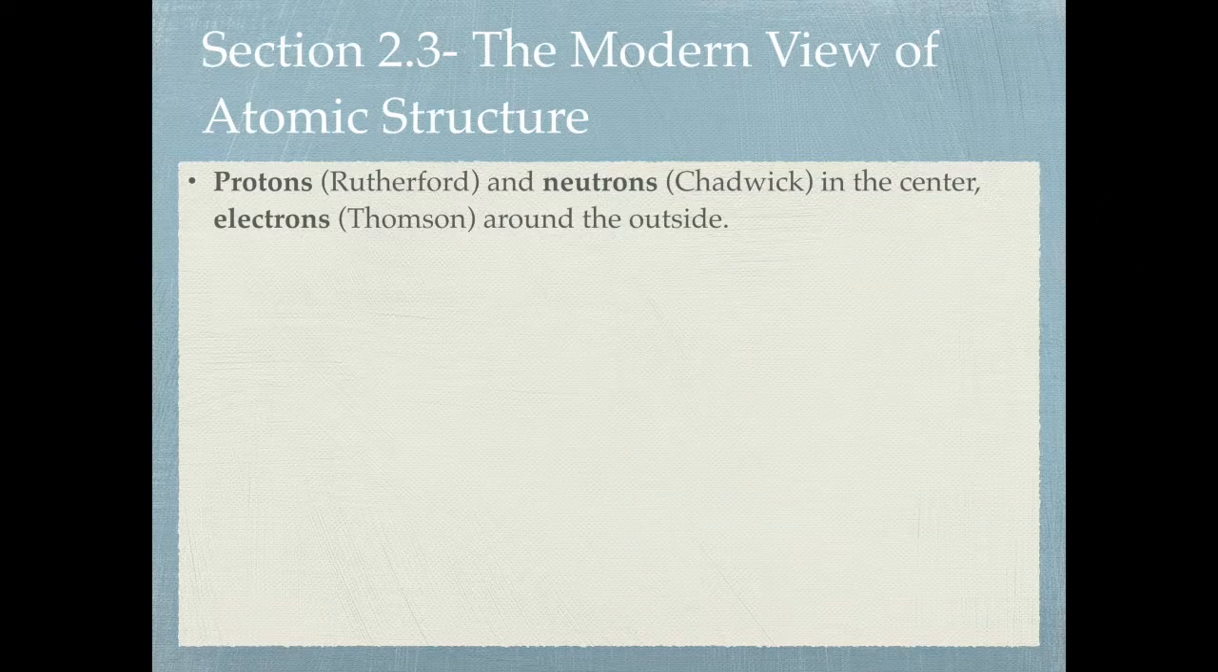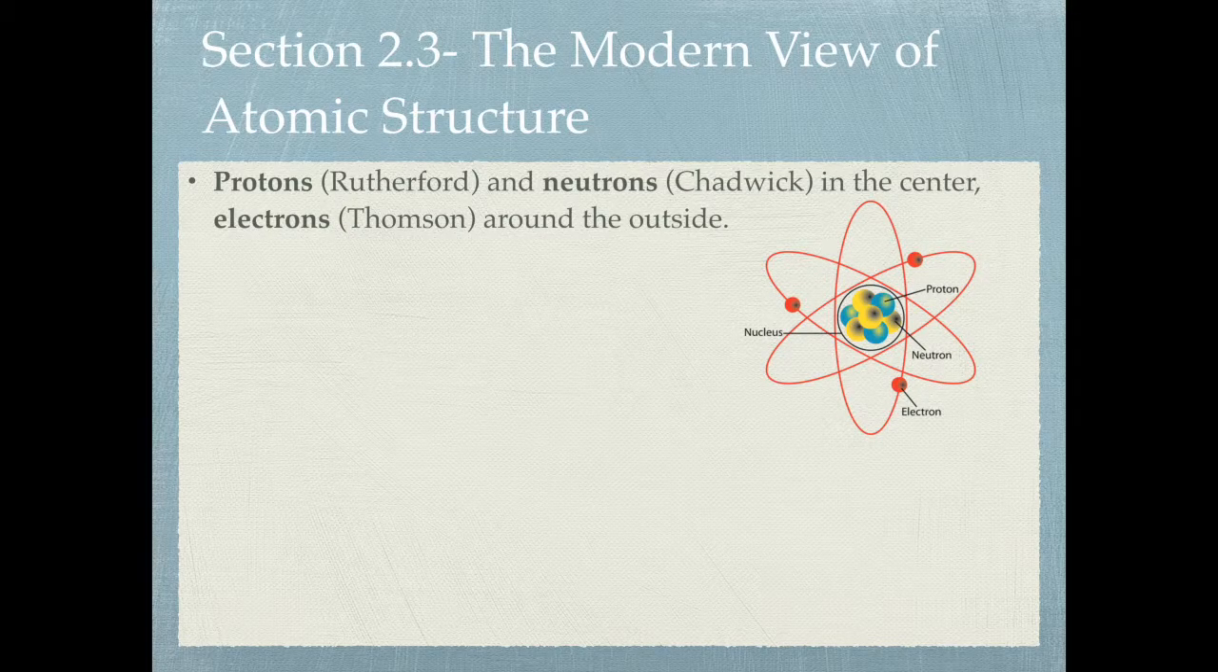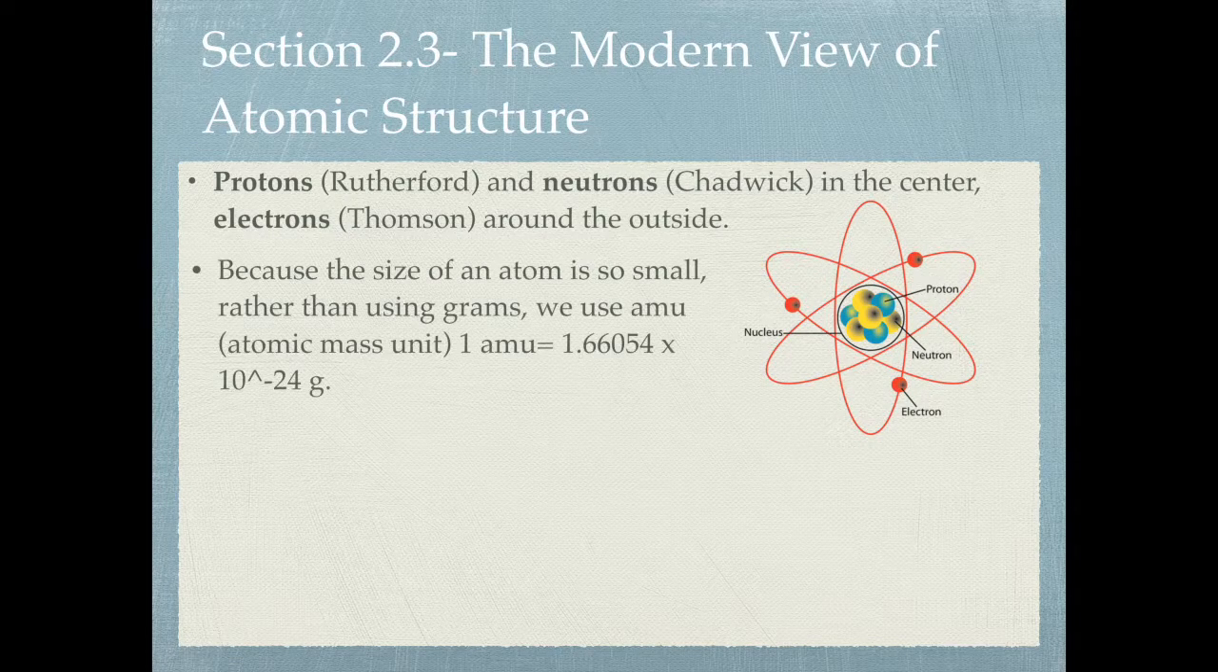So our modern view of the atomic structure involves protons, which were discovered by Rutherford, and neutrons, which were discovered by Chadwick, and those are found at the center in the nucleus. And then electrons are outside of there, and those were discovered by Thomson. And so this is the modern view of the atom.